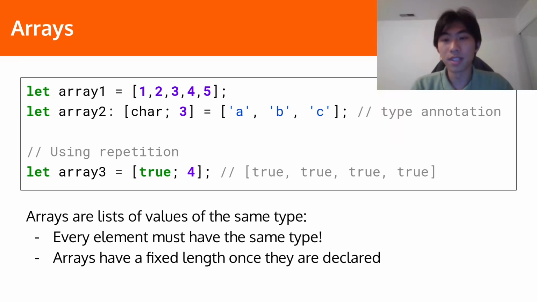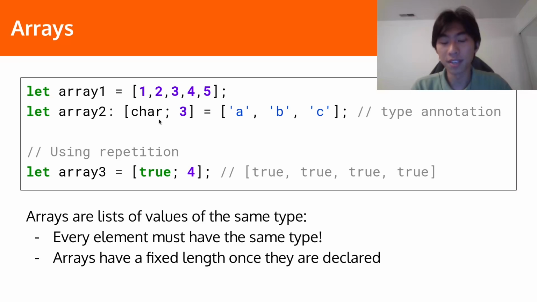The next primitive data type we're looking at is arrays. These are similar to tuples in that they have a fixed length. However, the difference is that in an array, all the elements must have the same type. So here we go over some ways to declare and initialize an array. Here we could just have a list of values, and the compiler would deduce that this is an array of ints with length 5.